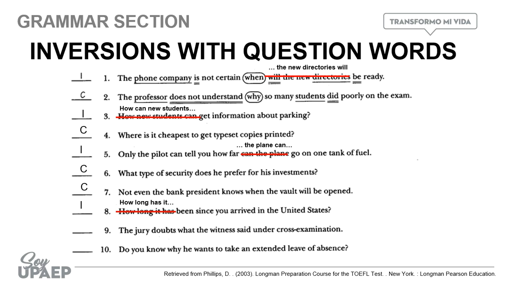Number 9, the jury doubts what the witness said on their cross-examination. Correct or incorrect? It's correct. Is there a clause before the question word? Yes, the jury doubts, so we don't need an inversion. So the other sentence is in the normal order. The witness, the subject, said the verb.